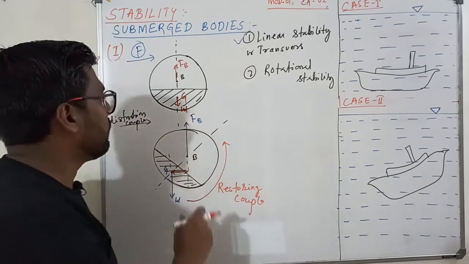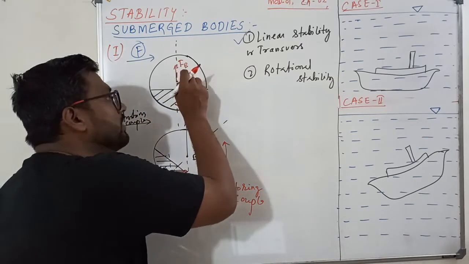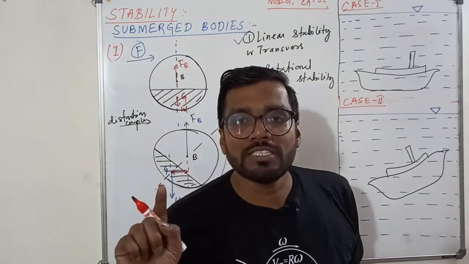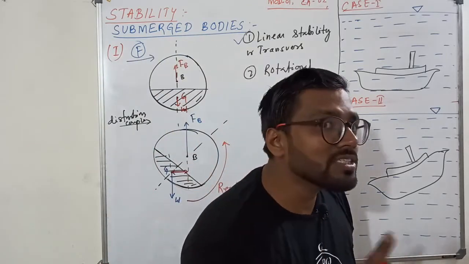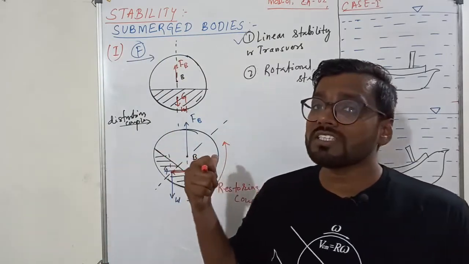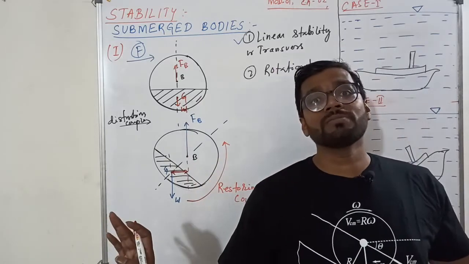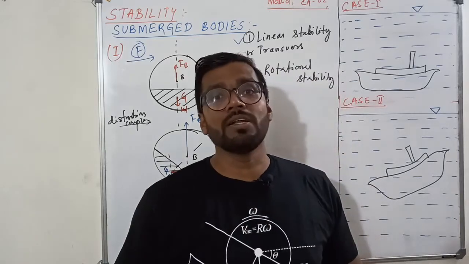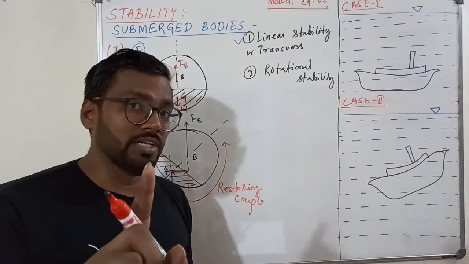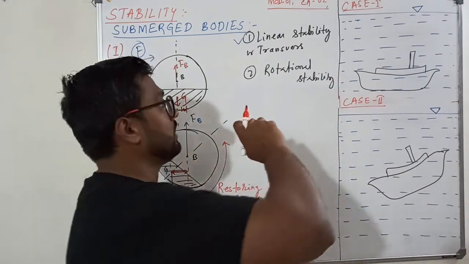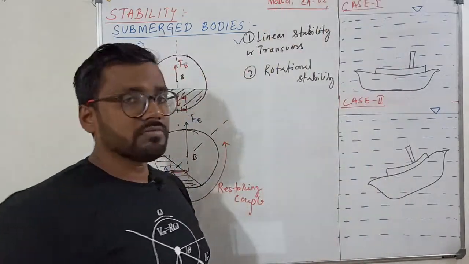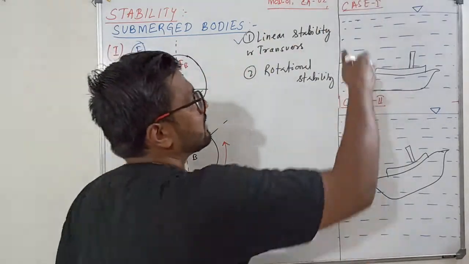That means when the center of gravity is below the center of buoyancy, for a submerged case, the body is in stable equilibrium. This application only I will use where? In my submarine. This is case 1.